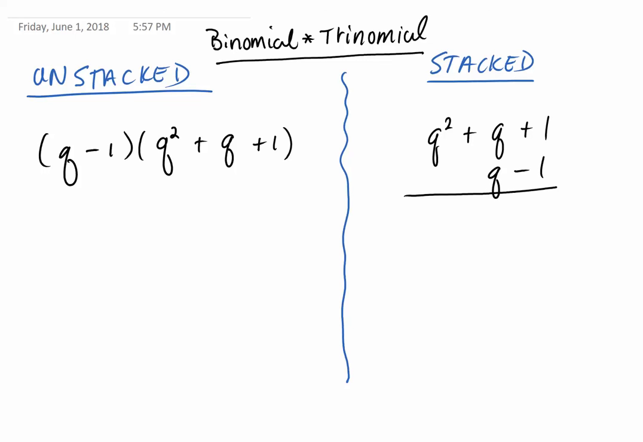Okay, this is an example for multiplying a binomial times a trinomial, and I'm going to do it two ways, one unstacked and one stacked. So because it's a binomial times a trinomial, 2 by 3, there's going to be 6 multiplications. So I'll start on the unstacked one.